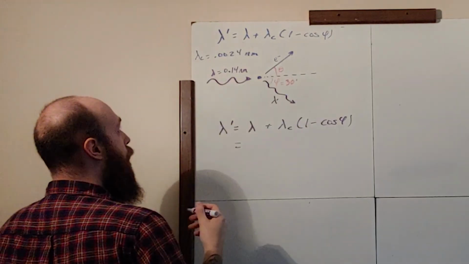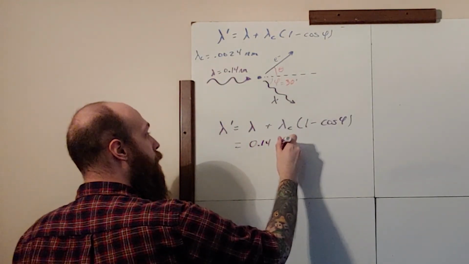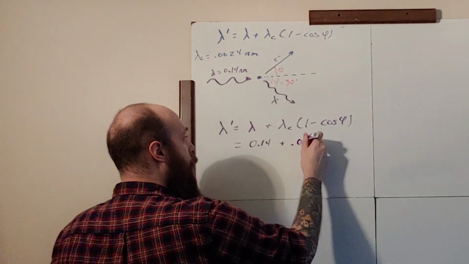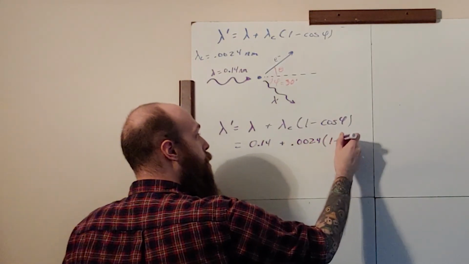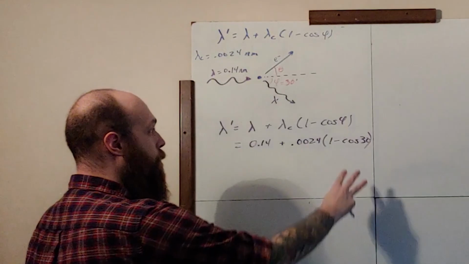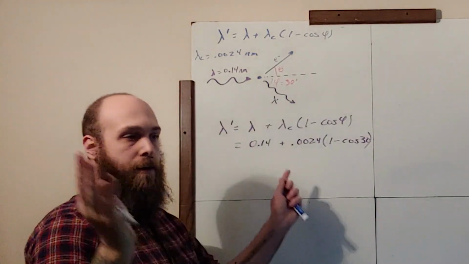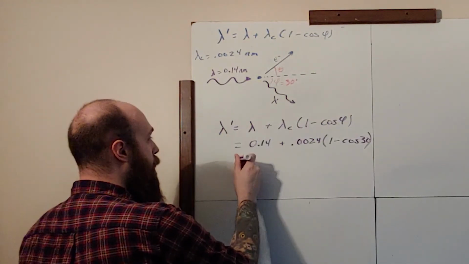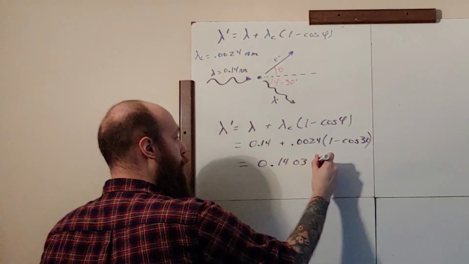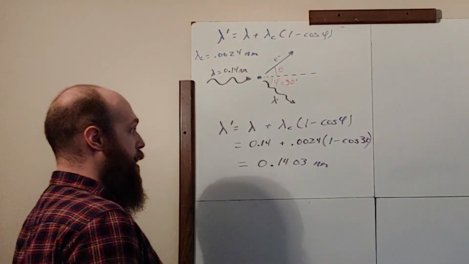Our initial lambda, our incident wavelength, is 0.14. We're adding to that our Compton wavelength, which is just a constant, 0.0024 times 1 minus the cosine of 30. Sweet. So this is a number, multiply by another number, add to another number. Calculators can handle that, no problem. And hopefully what you'll find is that at the end of this, it's 0.1403 and still in nanometers. I left all of our wavelengths in nanometers.